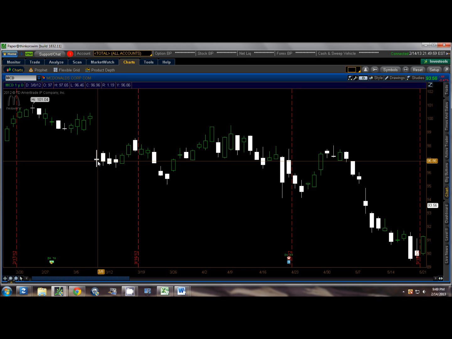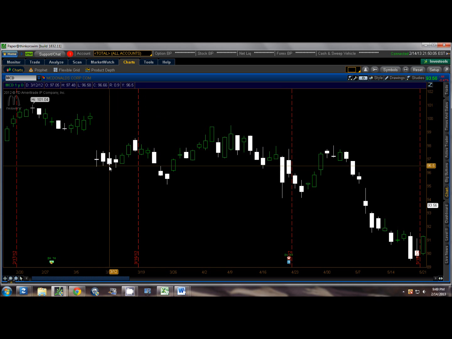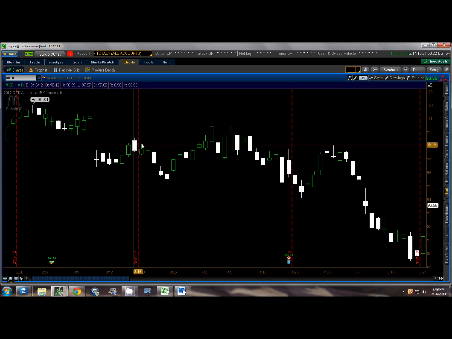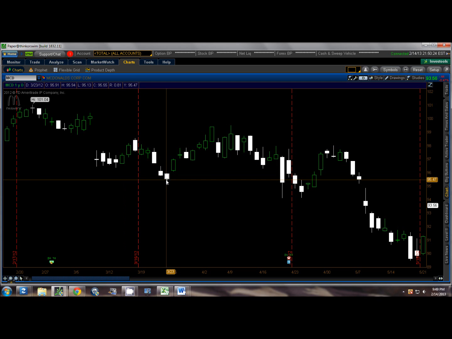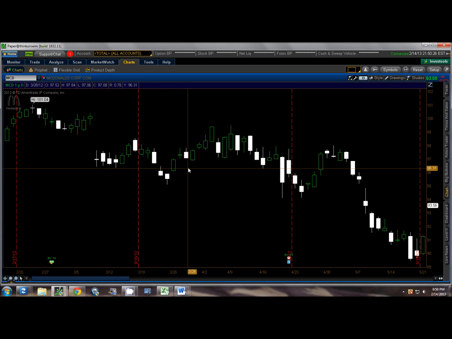Now, this one I'm not going to use, because that is technically a fractal low, but with that huge gap, I would omit that one. Look at this right here. This is also a fractal. There's your low point, and here's each candle on either side that is higher than this one. And what happened? The price went up. It only went up a little bit, but it did go up. Then you see this is a fractal high, and then the price went down. This is a fractal low, and the price went up.